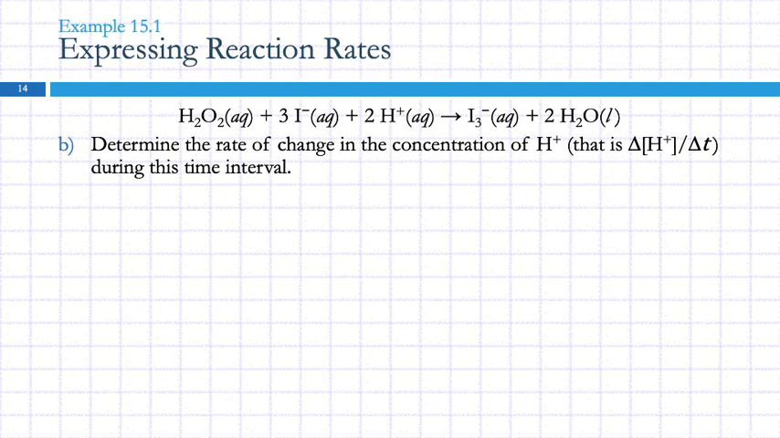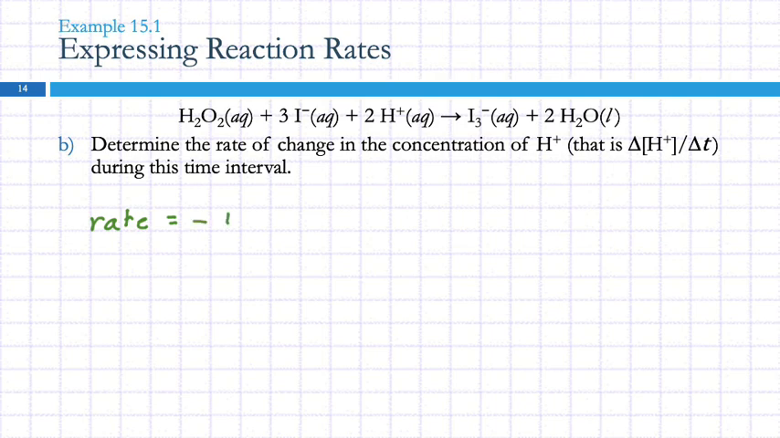So there's a part B. Determine the rate of change in the concentration of H plus during this time interval. And what they're saying here is, well, the rate of change in concentration of this is delta H plus over delta T. Well, hopefully that sounds a little familiar now. We can do the rate of reaction in terms of the change in H plus concentration. Well, H plus is a reactant, so what do we need at the front? A negative sign.